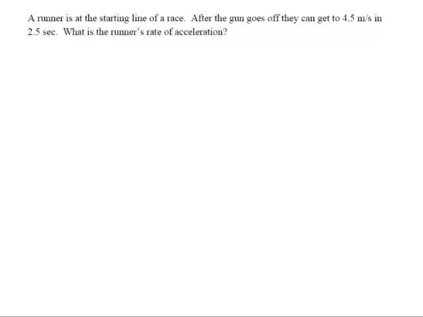So in this example, a runner is at the starting line of a race. After the gun goes off, they can get to 4.5 meters per second in 2.5 seconds. What is the runner's rate of acceleration? So if I were to use the GUESS technique, I basically identify what the givens are, the unknown, and the equation, and then later I'm going to substitute and solve or simplify.